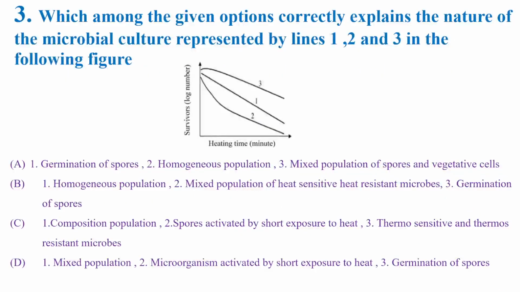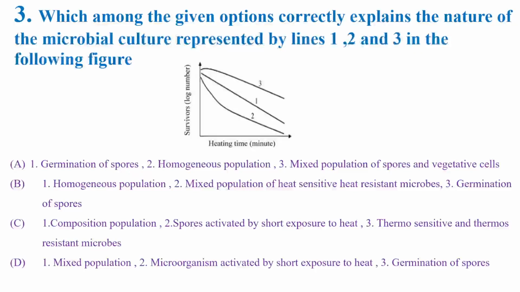Which among the given options correctly explains the nature of the microbial culture presented by lines 1, 2 and 3 in the following figure? So X is heating time in minutes and Y is survival log number. Okay, so line 1, which is straight with a steep slope, basically represents a homogeneous population of microbes where all cells have a similar heat resistance, death is exponential and linear on the log scale.